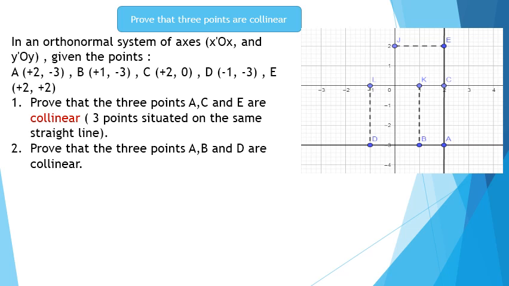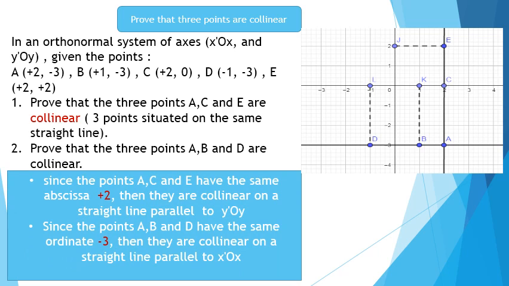The abscissa of A is 2, the abscissa of C is 2, and the abscissa of E is also 2. Since they have the same abscissa, then they form a line which is parallel to y prime y. Okay, they are collinear since they have the same abscissa. Collinear means they belong to the same line named AC or AE or CE. Okay, they are all correct.